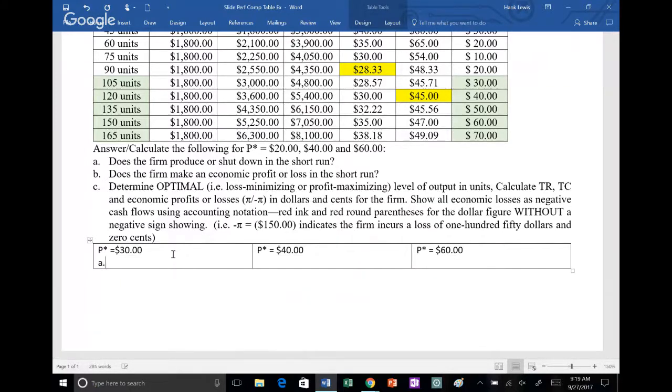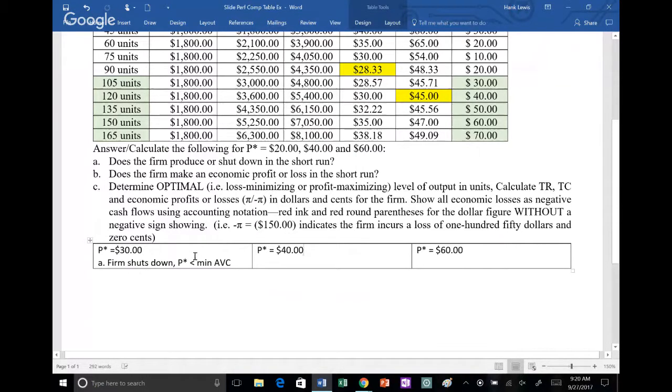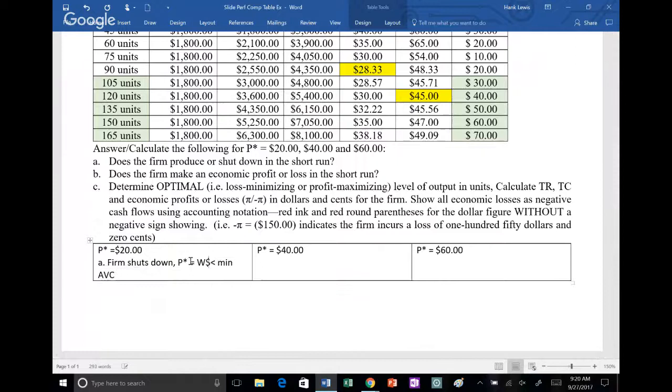Question A, does the firm produce or shut down in the short run? And the answer is the firm shuts down. The reason why? P star is strictly less than minimum average variable cost. If it helps you remember it, you could write the firm shuts down because P star, which is equal to $20.00, I spoke wrong, it should be 20, I apologize, P star, which is equal to $20.00, is strictly less than the minimum average variable cost, which is $28.33. Okay. So it's a good idea to refresh yourself. I'd prefer you write something like that on your paper.